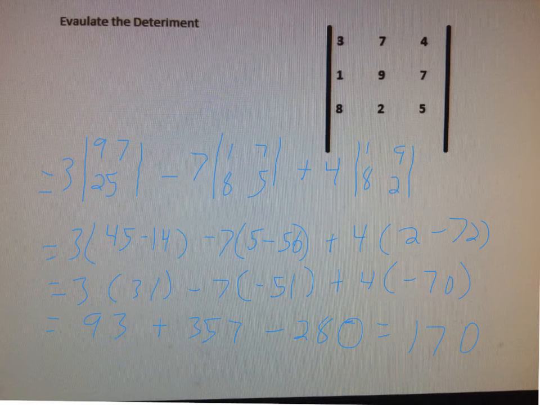Several steps involved here, but that's one way to evaluate a 3x3 determinant.